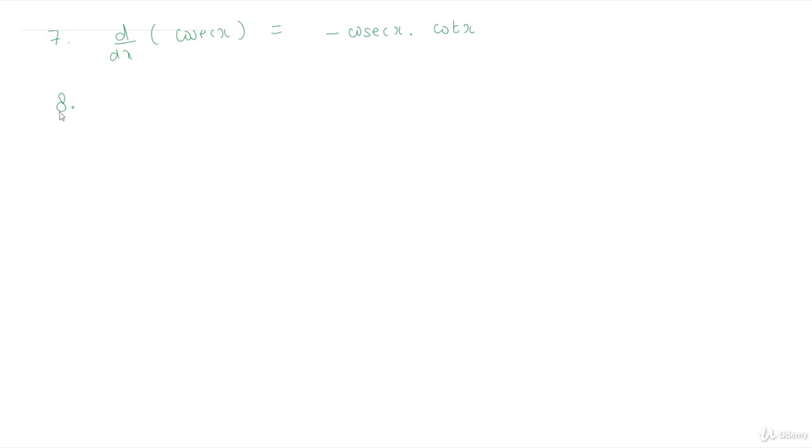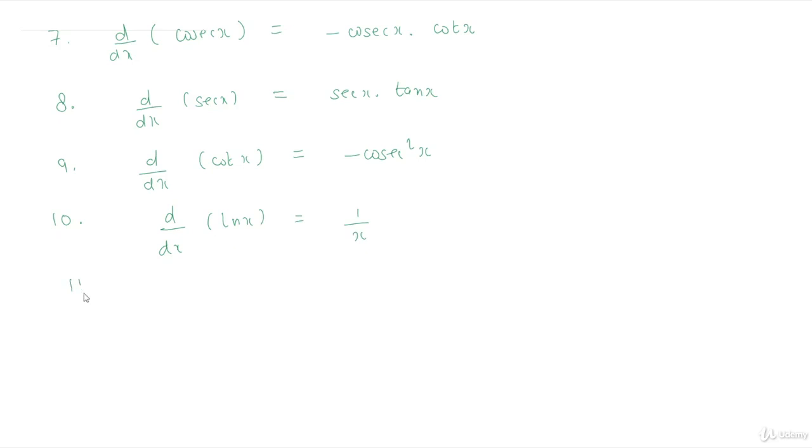Now the eighth rule is d by dx of sec x. So d by dx of sec x is sec x multiplied by tan x. So next one is d by dx of cot x, which is equal to minus cosec squared x. And the next rule, the 10th rule, is d by dx of ln x. This is equal to 1 by x.